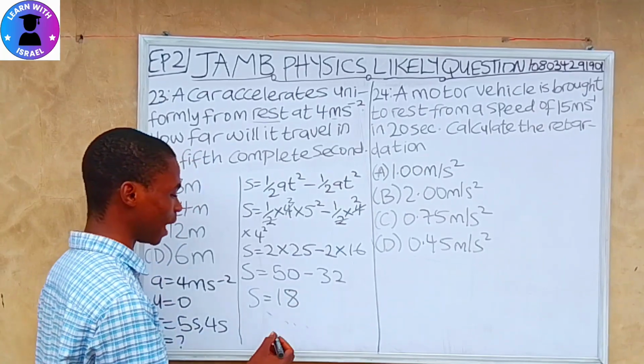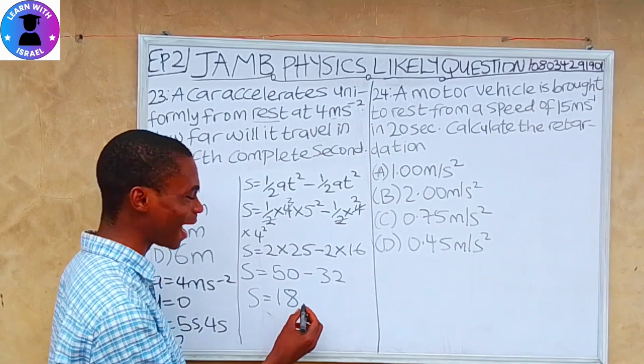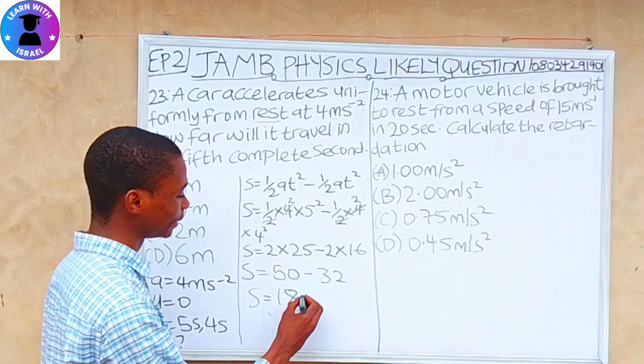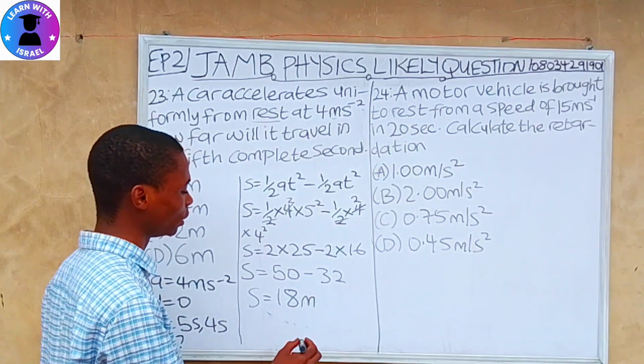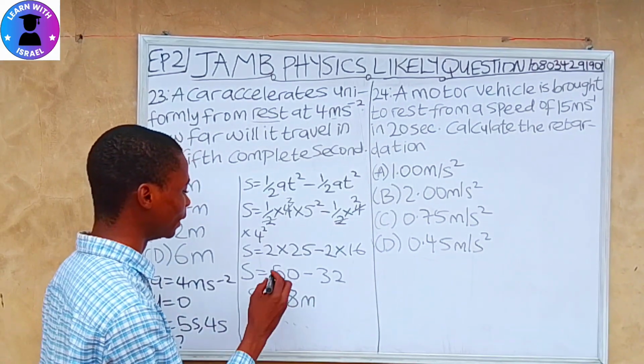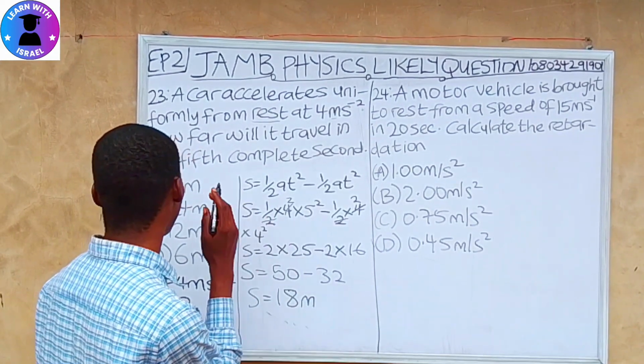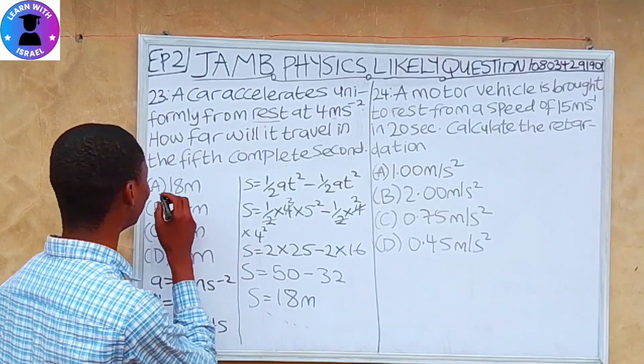So 50 minus 32 is 18. We can't leave it like that. We need to add the unit, and the unit for distance is meter. Distance is measured in meter. So the correct answer is 18 meter. So let's check our option. Yeah, we can find that in option A.